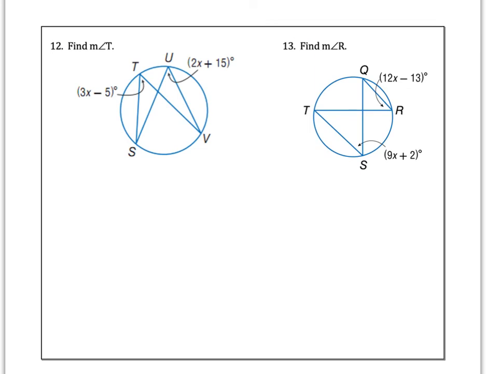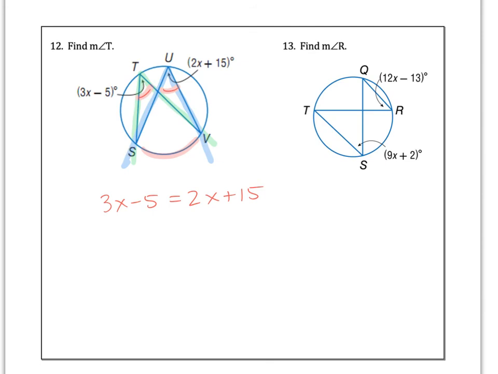Number 12, notice angle T. Angle T opens up to arc SV. Here's arc SV up here. Well, angle U, I'll outline it in blue, angle U also opens up to that arc. That means angle T and angle U are the same size. This angle and this angle are the same size. So 3x minus 5 equals the 2x plus 15. These angles are congruent because they both open up to the same arc.